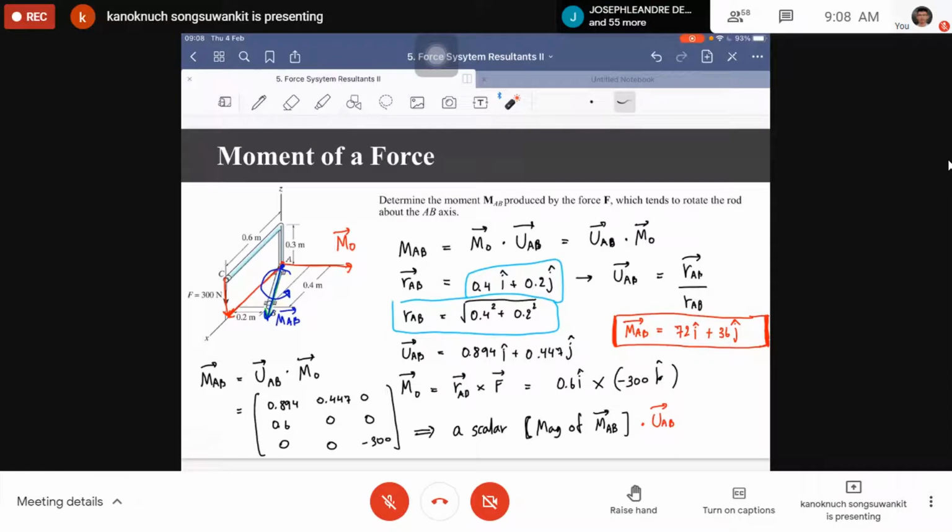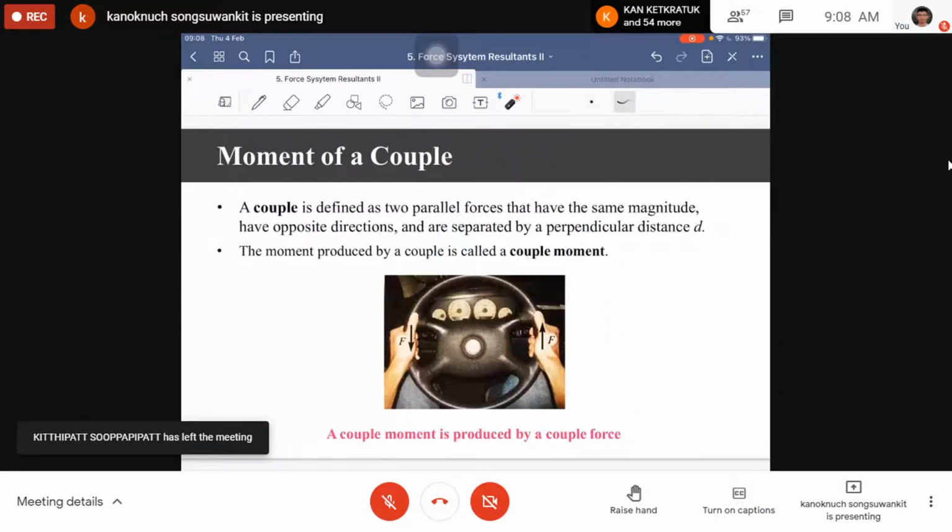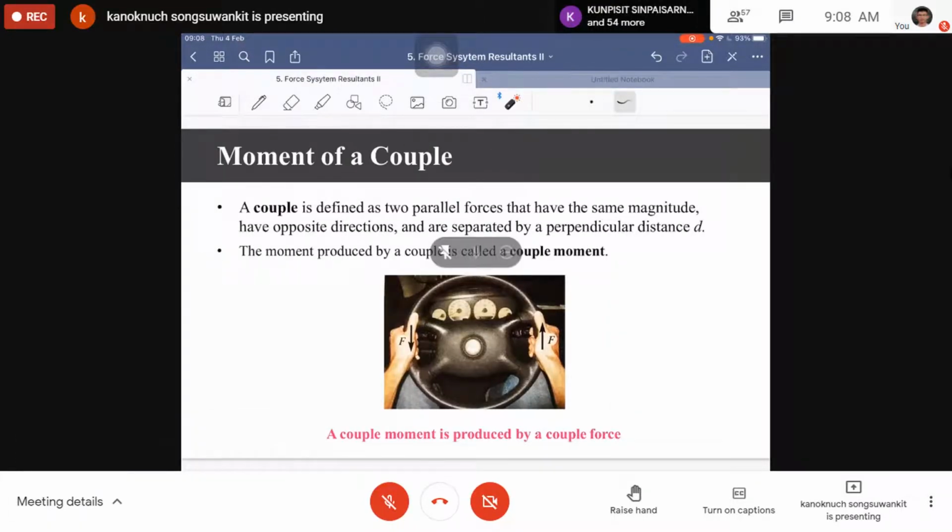Okay, so that's the first topic, how to find the moment about any specified axis. Next, let's see the couple of a moment. I think you are familiar with this word because you have studied it since high school, right? Let's see it again. What is a couple?